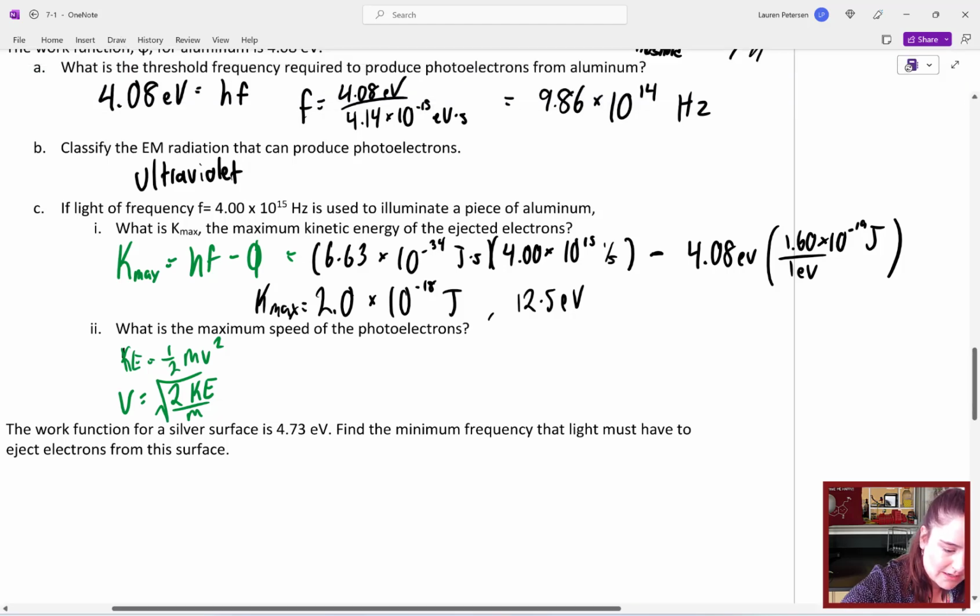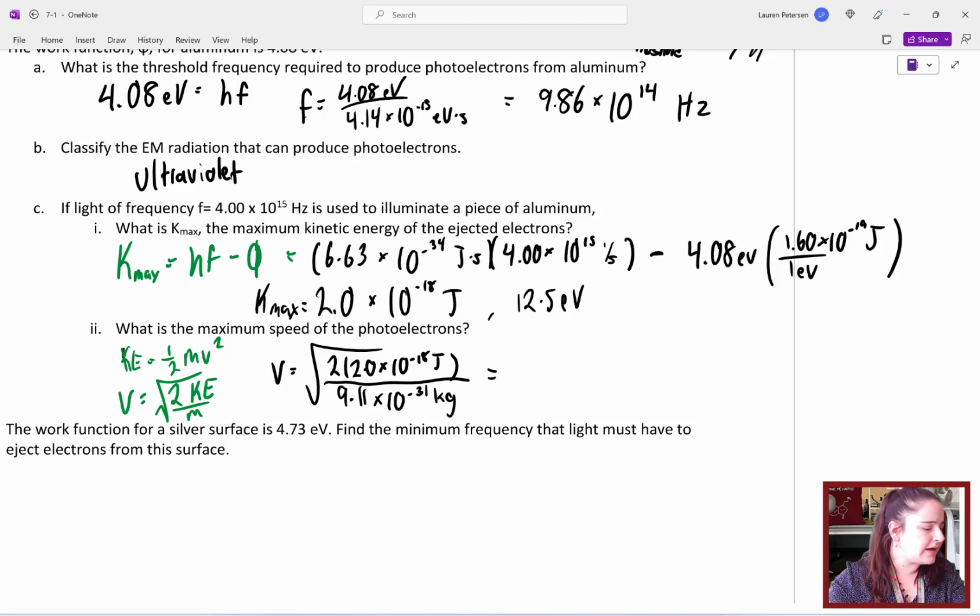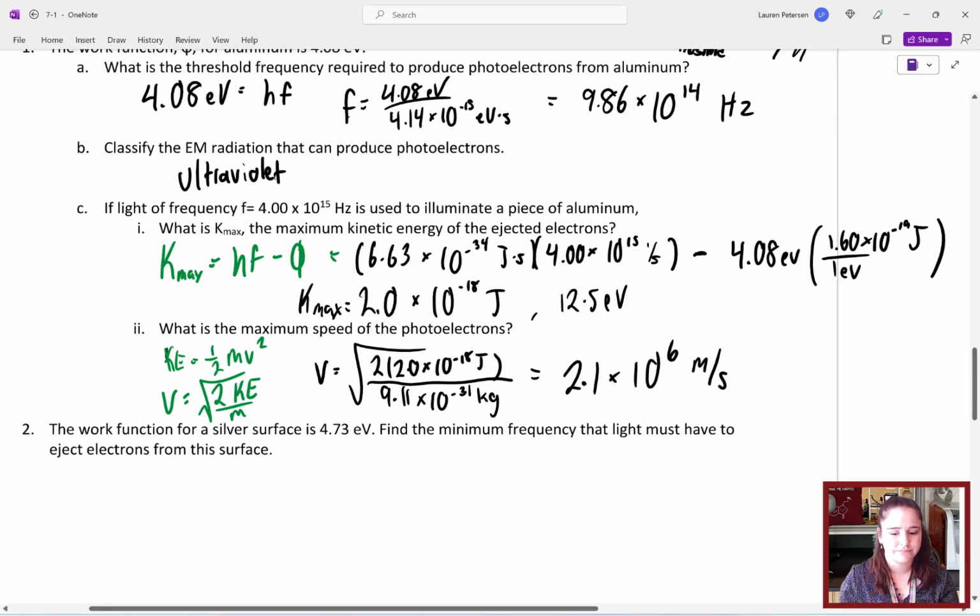So plugging in our numbers there, velocity equals the square root of 2 times that kinetic energy divided by the mass. Okay, this is a photoelectron, so it's the mass of an electron, which is 9.11 times 10 to the negative 31 kilograms. And you plug that into your calculator, and you get 2.1 times 10 to the 6th meters per second. Okay, cool.